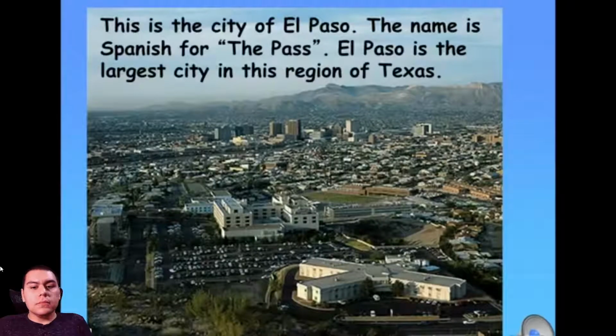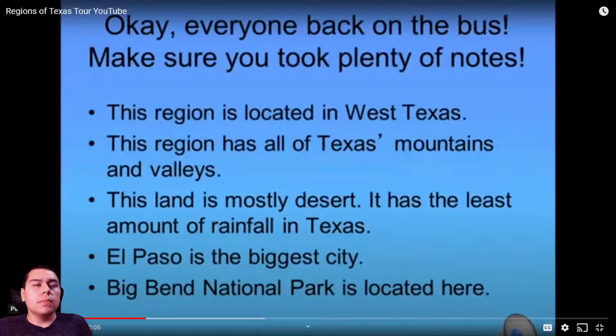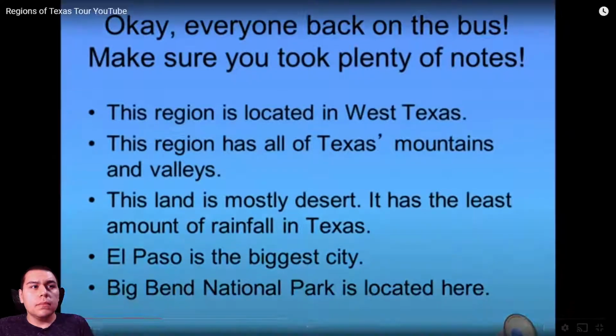This is the city of El Paso. The name is Spanish for the pass. El Paso is the largest city in this region of Texas. Okay, everyone, back on the bus. Make sure you took plenty of notes. This region is located in West Texas. This region has all of Texas's mountains and valleys. This land is mostly desert. It has the least amount of rainfall in Texas. El Paso is the biggest city, and Big Bend National Park is located here.